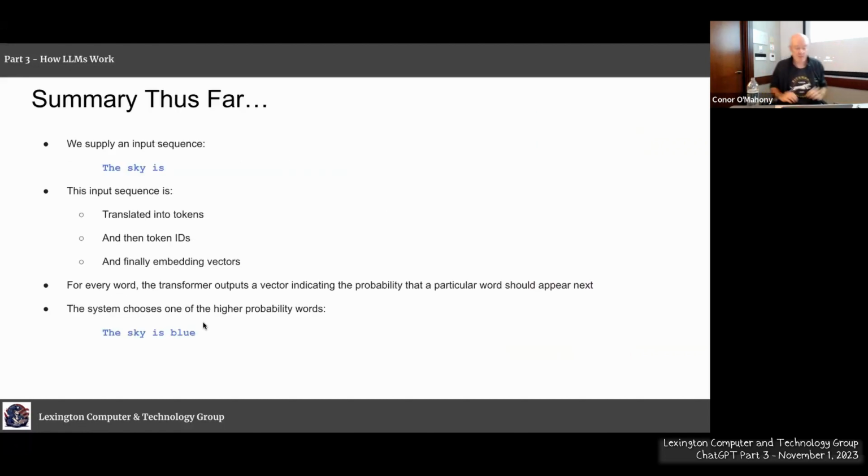So, summary thus far. We supply an input sentence. Let's say the input is "the sky is." The input sequence is translated into tokens and then token IDs and finally embedding vectors. For every word, the transformer outputs a vector indicating the probability that a particular word should appear next. And then the system chooses one of those, and maybe it'll say "the sky is blue."